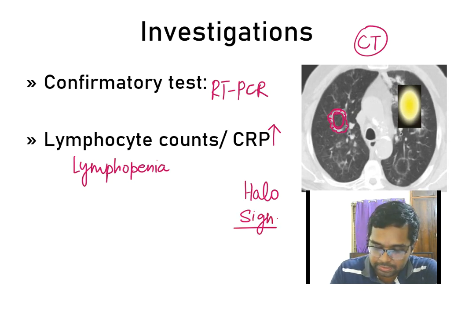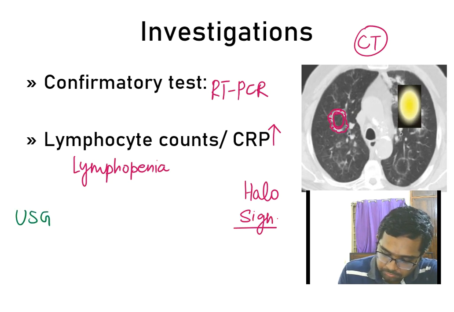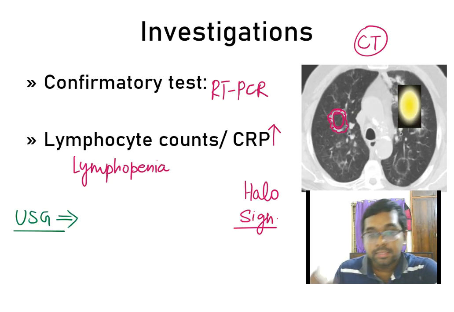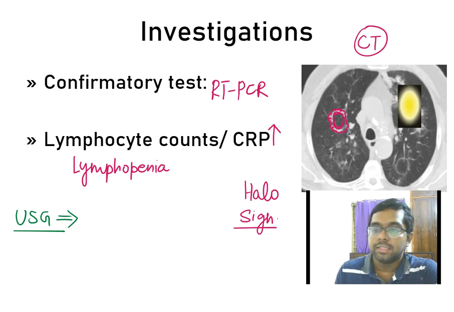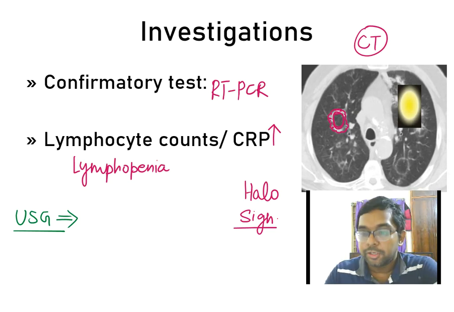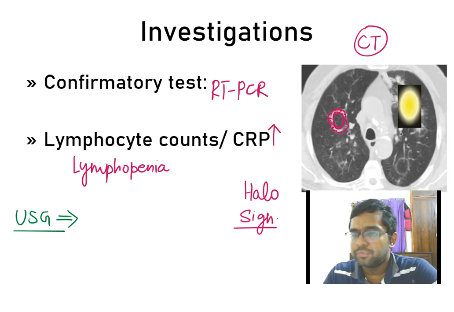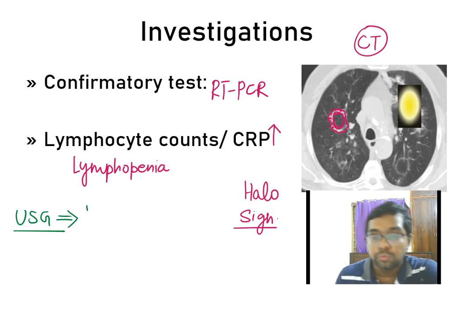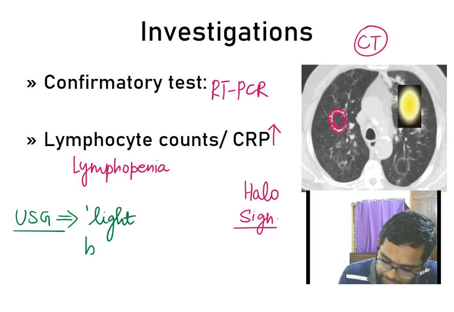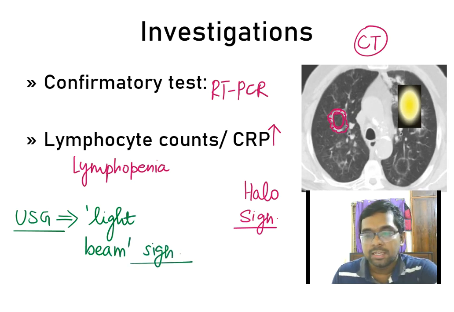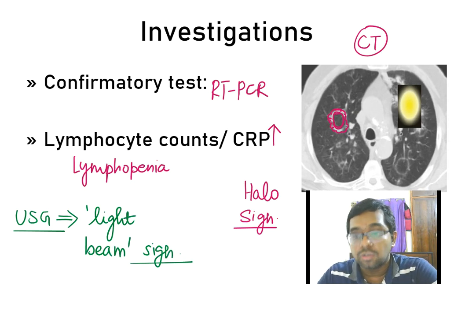One more point I want to emphasize is that you can also do a lung ultrasound. Why am I saying ultrasound here? This is because, remember, the location of consolidation in COVID-19 is peripheral. So lung ultrasound can be helpful in investigating these patients. It may not be a very definitive investigation, but it will help as a screening investigation. One sign I would want you to remember in lung ultrasound in COVID-19 is the light beam sign. I'm not going into the details of this, just the name alone is enough. But remember, this light beam sign is not very diagnostic of COVID. It can be seen in other interstitial pneumonias also.